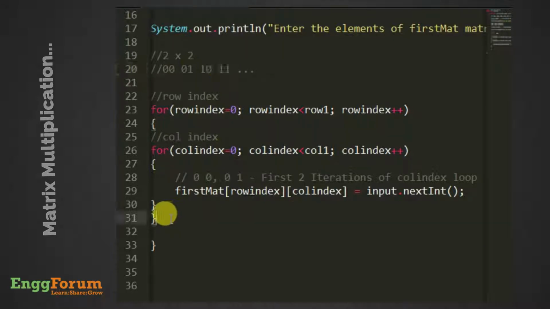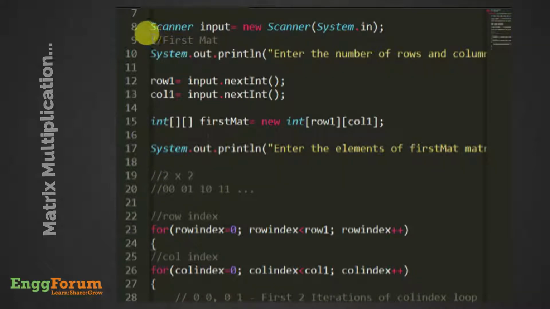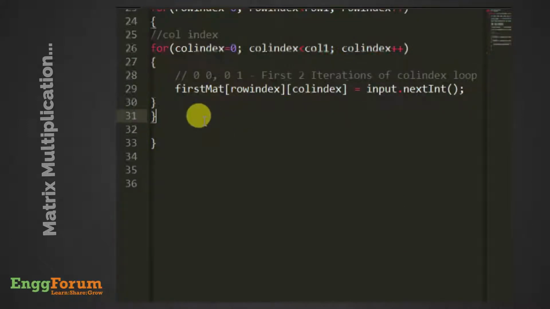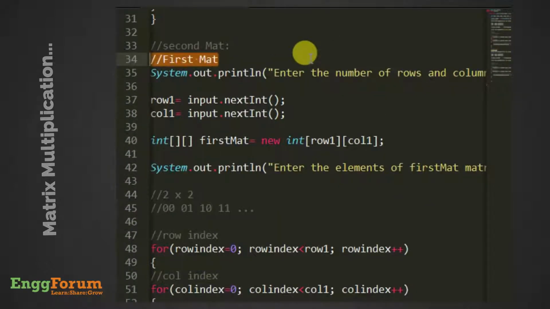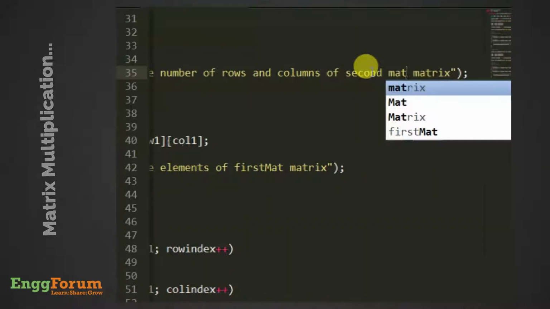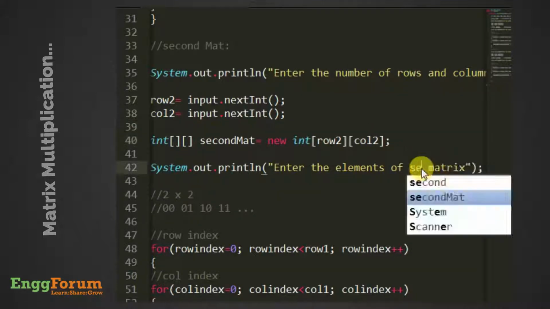Now, perform the same operation to get the elements of secondMat. Just copy-paste the previous operation and change the row and column variables as required. Make sure you replace the variable row1 with row2. Also, col1 with col2. Here, the elements of the second matrix will be stored in the two-dimensional matrix secondMat.